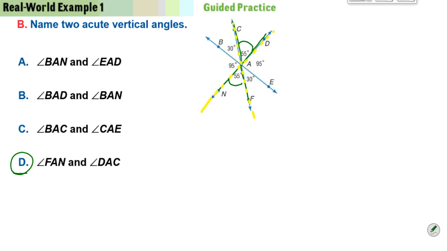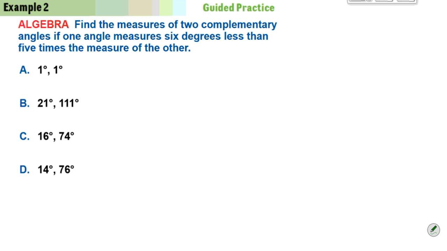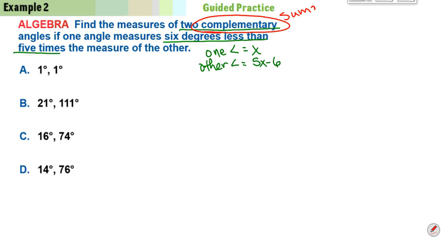For the next one, we have two complementary angles. We'll call one angle x, and then the other one is 6 degrees less than 5 times the measure of that one. So the other angle is going to be 5x minus 6, and this time they are complementary, so that means they have a sum of 90 degrees, and so our equation is going to be x plus 5x minus 6 equals 90.